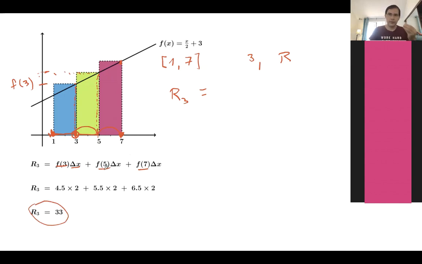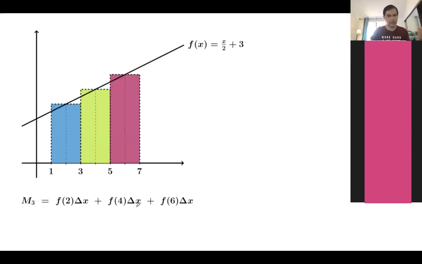So that will give me R3, and this number is not exactly equal to, but approximately equal to the definite integral of this function f from 1 to 7. Okay, now the same construction with midpoints. When the sample points are midpoints, the function is the same.